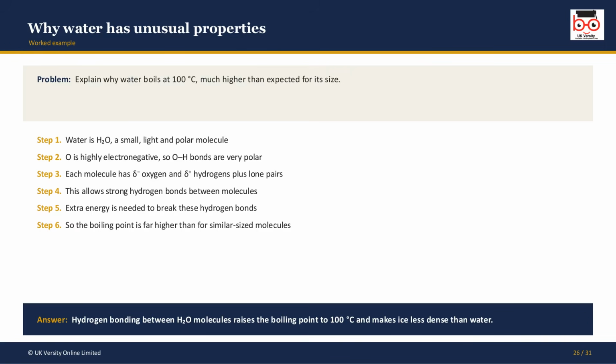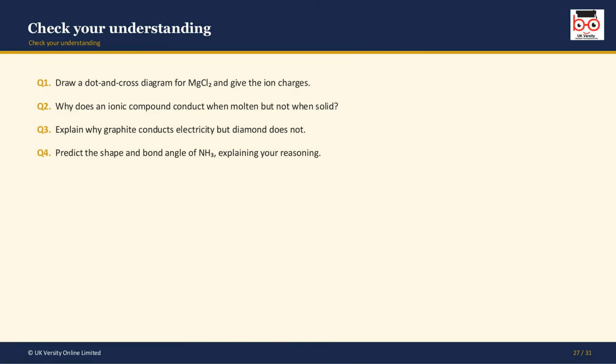Let's use that to explain why water boils at 100 degrees, far higher than you'd expect for such a small molecule. Water is small, light and polar. Oxygen is highly electronegative, so the oxygen-hydrogen bonds are very polar, giving each molecule a delta minus oxygen, delta plus hydrogens, and lone pairs to spare. That lets strong hydrogen bonds form between the molecules, and breaking those hydrogen bonds takes a lot of extra energy. So the boiling point is far higher than for similar-sized molecules, and the same hydrogen bonding is why ice is less dense than water. Let's check your understanding.